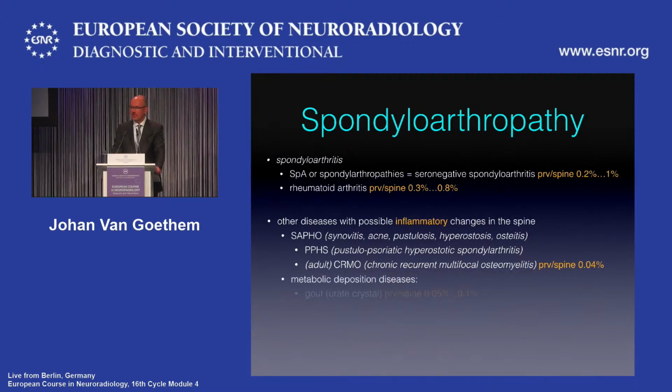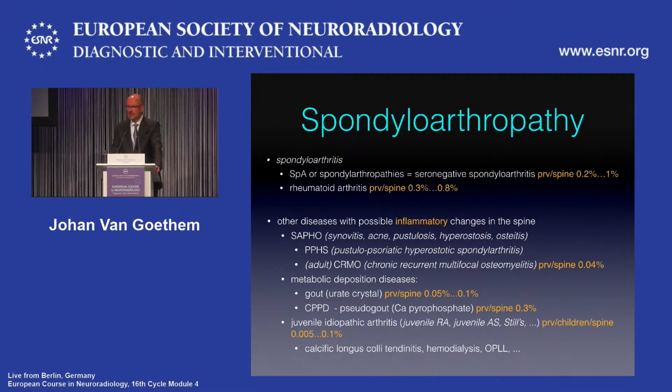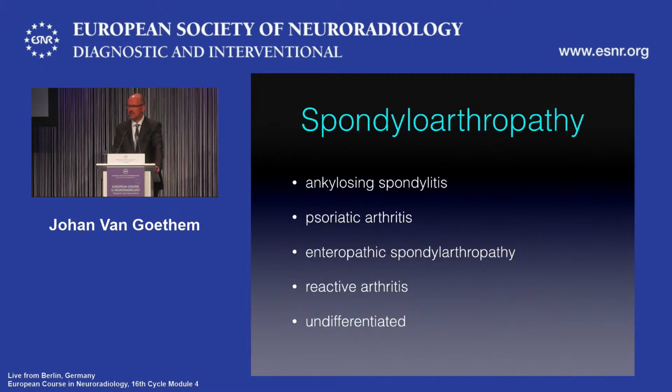Then we have diseases such as the metabolic deposition diseases, which also go with inflammation, like gout, which is not so infrequent, and CPPD, which also manifests at the craniocervical junction, also sometimes known as pseudogout, with a prevalence of 0.3%. And then we have more rare things like juvenile idiopathic arthritis, Still's disease, juvenile rheumatoid arthritis, with a very low prevalence, and even things like calcific longus colli tendinitis, which we have seen previously, and things like inflammation with hemodialysis and OPLL. But we'll focus today on spondyloarthropathies, and there are 5 types of spondyloarthropathies.